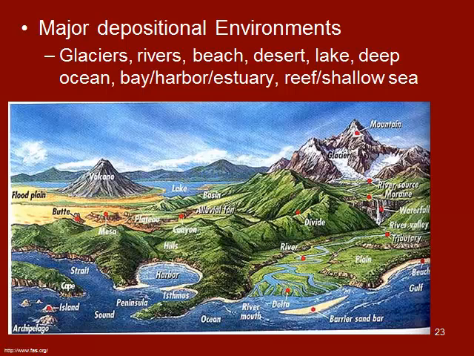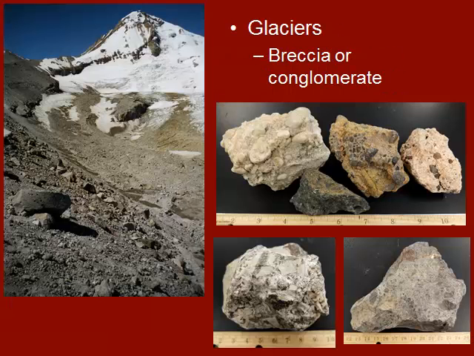So there are lots of different depositional environments. The major ones we're going to talk about in this class include glaciers, rivers, beaches, deserts, lakes, deep ocean, bay, harbor, estuary, and then reef or shallow sea. Here's an image to show you what those things look like if you're not sure. So glaciers: we've got glacial action eroding material and depositing material.